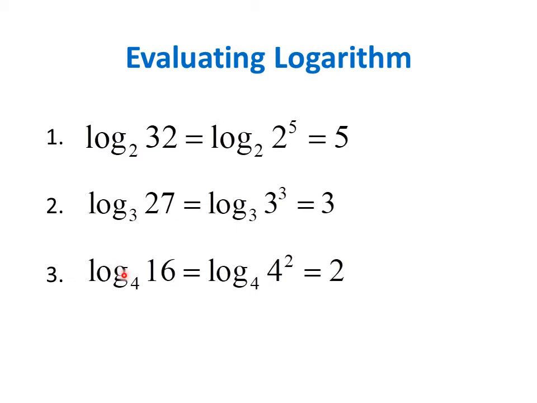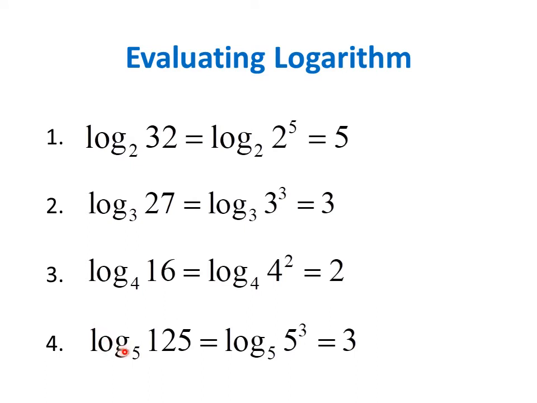Next, we have log to the base 4 of 16. So to what exponent do we raise the base 4 to get 16? Therefore, we have to rewrite 16 as the base 4 raised to some exponent. Okay, we know that 4 times 4 is already 16. Therefore, 16 is equal to 4 squared. So now, to what exponent do we raise 4 to get 4 squared? We have the exponent 2.